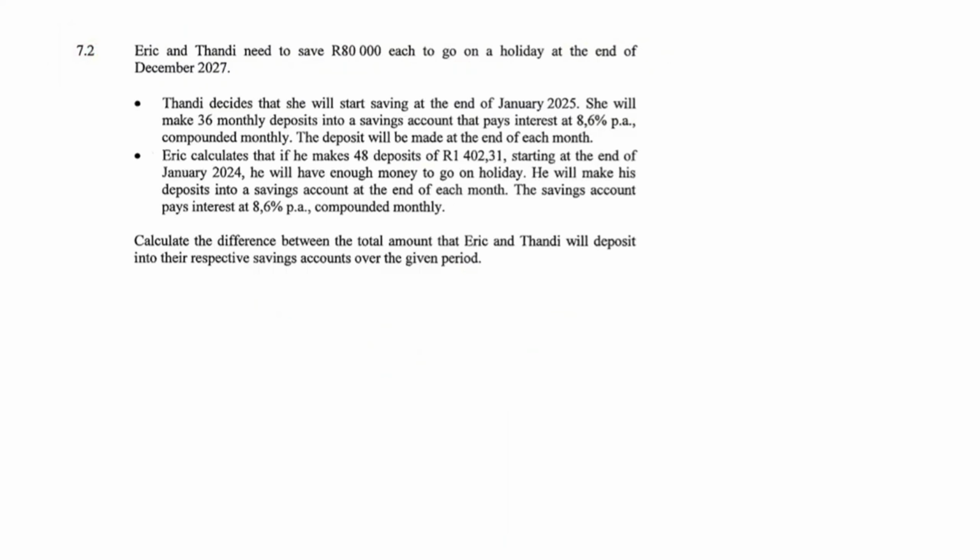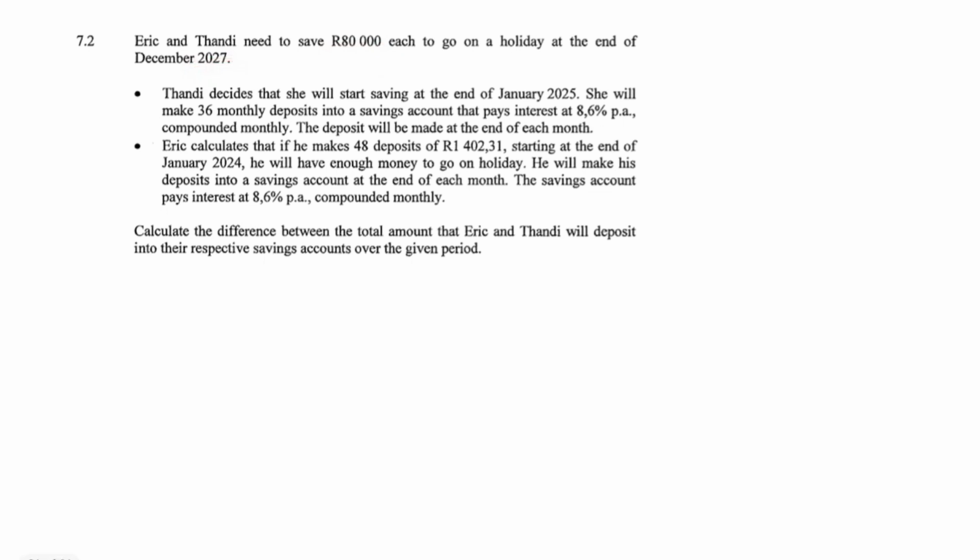7.2. Eric and Thandi need to save 80,000 Rand each to go on a holiday at the end of December 2027. Thandi decides that she will start saving at the end of January 2025. She will make 36 monthly deposits into the savings account that pays 8.6% per annum compounded monthly. The deposit will be made at the end of each month.